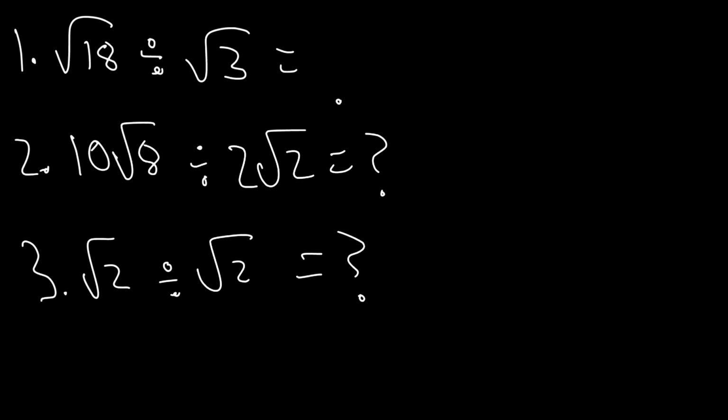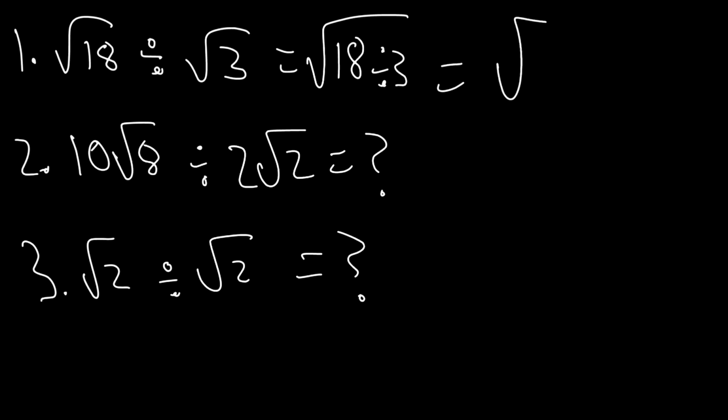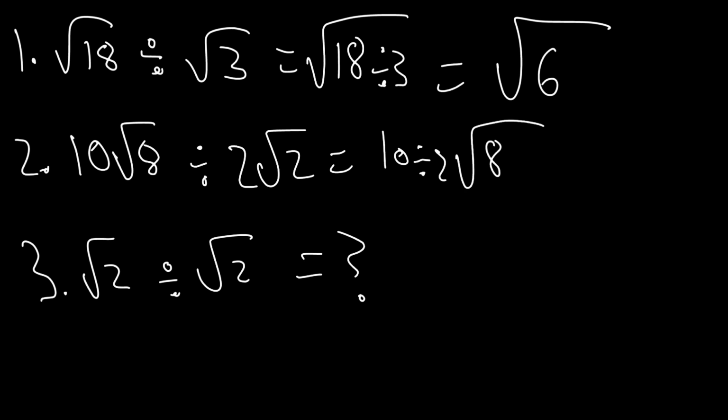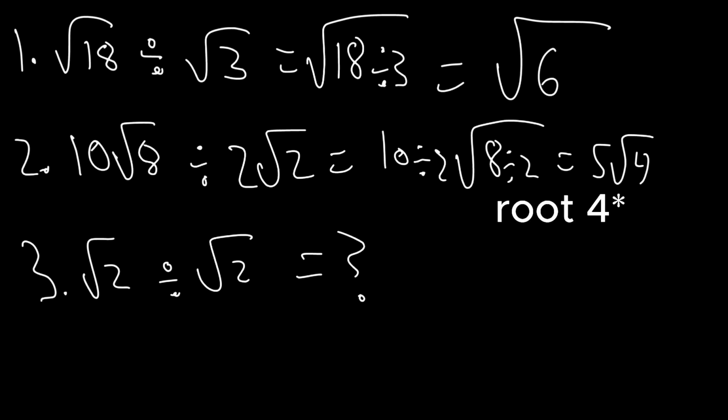First one, same thing that we've covered again and again. This is just equal to 18 divided by 3 all under a root, and all of this is equal to root 6. The second question, again, nothing different, just divide the numbers outside the surd and then divide the numbers inside the surd. So all of this is equal to 10 divided by 2, and then inside the surd is 8 divided by 2. All of this is equal to 5 root 4. If the question asks you to simplify fully, you turn the root 4 into a 2. So all of this is basically 5 times 2, which is equal to 10.